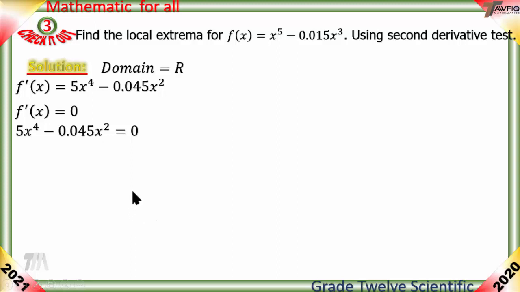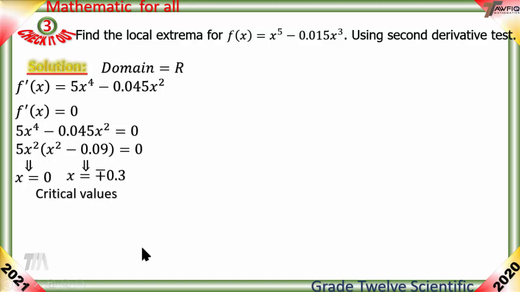Take out the common term, which is 5x^2. It remains x^2 - 0.09 = 0. From 5x^2 we get that x is 0, and from x^2 - 0.09 we get that x is plus or minus 0.3. And now these are the critical points.